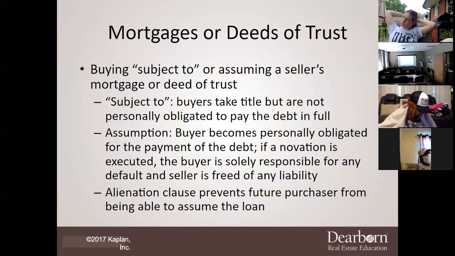There's also an alienation clause, which prevents future purchasers from being able to assume the loan. So in other words, you buy the property, you can't even assume the loan. The original person has it, period. So it has an alienation clause in there. It just means no one else can take that loan.